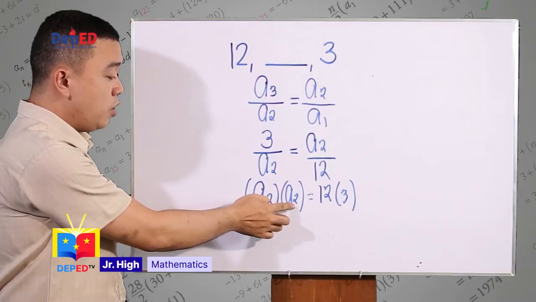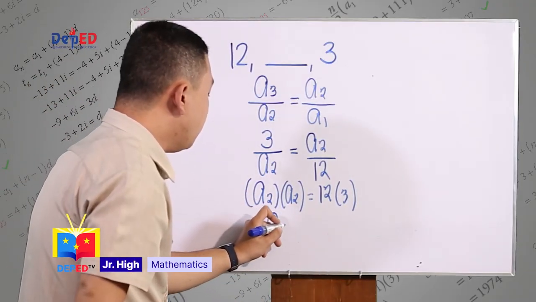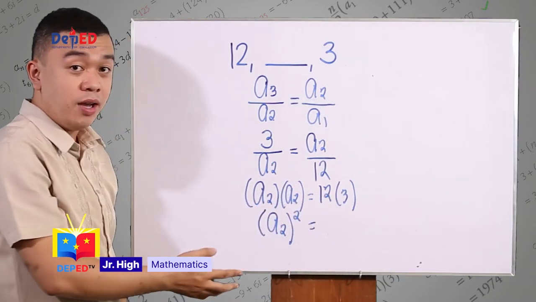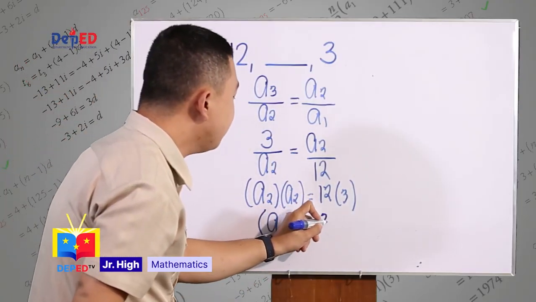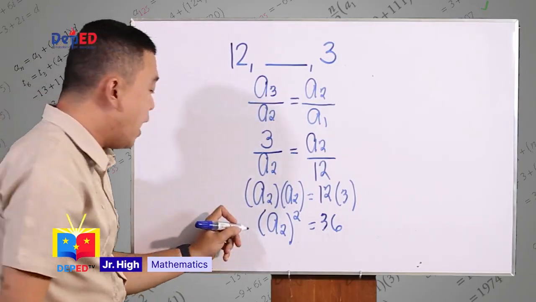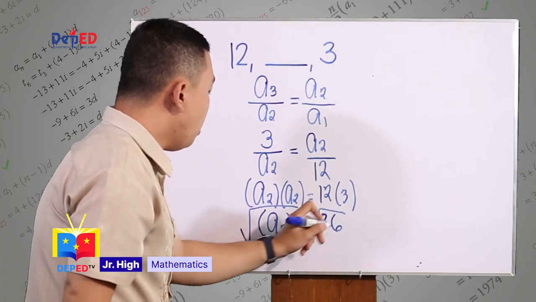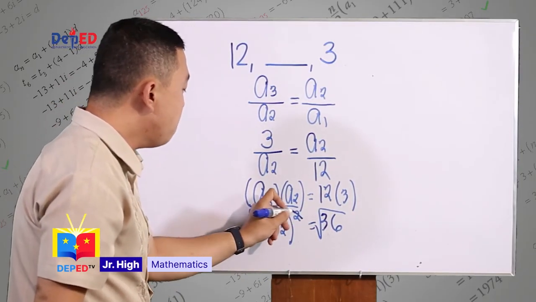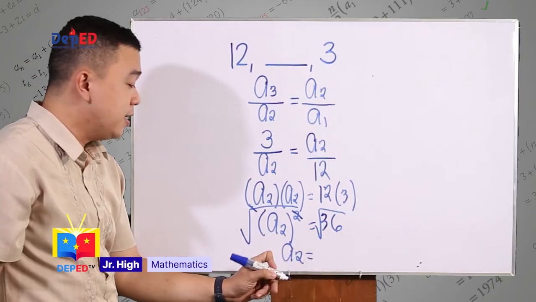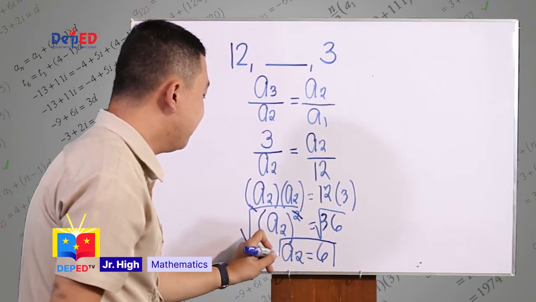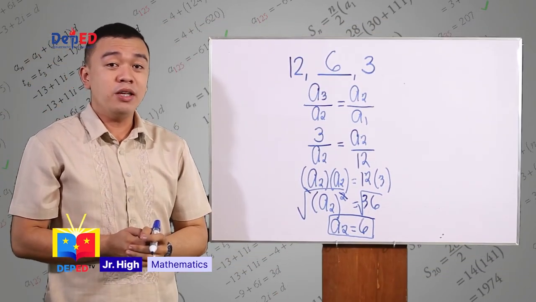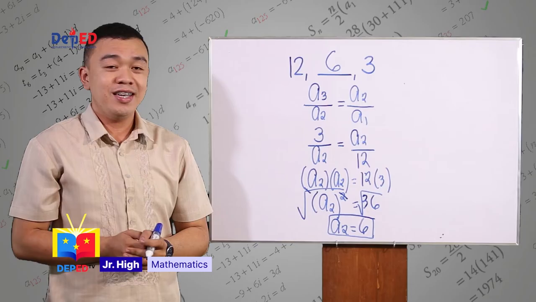a(2) times a(2) will give us a(2) squared. That's correct. And 12 times 3 will give us, correct, that's 36. Next, let's apply getting the square root of each term. So we'll have the square root of a(2) squared. What's left will be a(2). And the square root of 36 is 6. Thus, the geometric mean or the second term of the geometric sequence is 6.